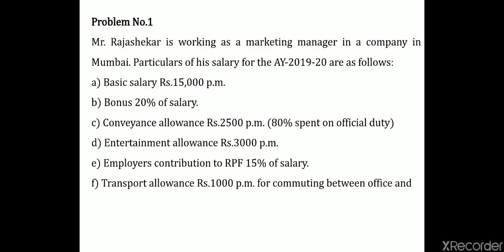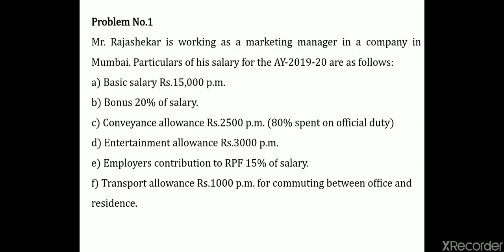And next, transport allowance, rupees 1000 per month for commuting between office and residence. For travel from office to residence, the company gives transport allowance of rupees 1000 per month. Transport allowance is partially taxable and partially exempted. 1600 per month is exempted, irrespective of the amount, and the balance amount will be taxable.